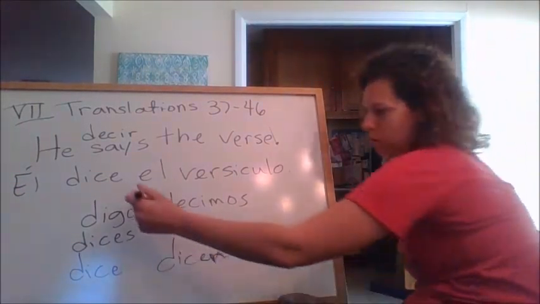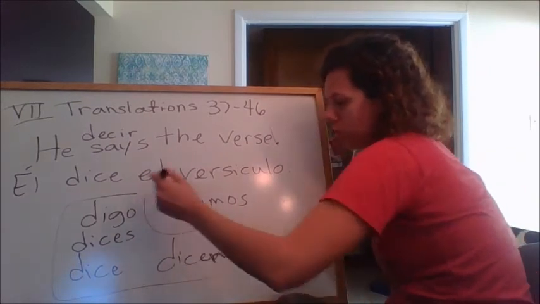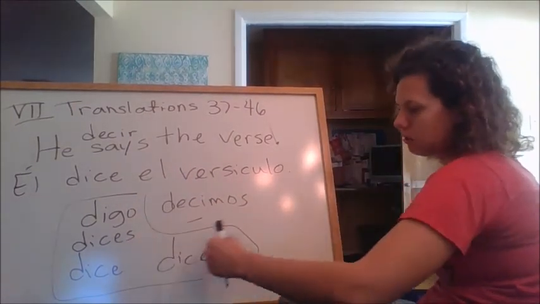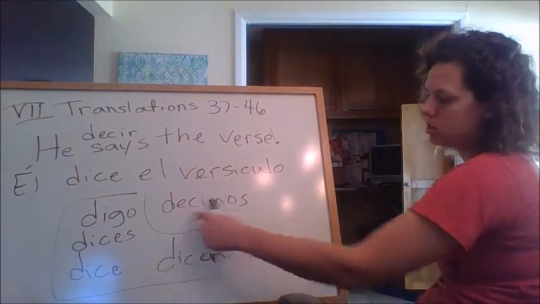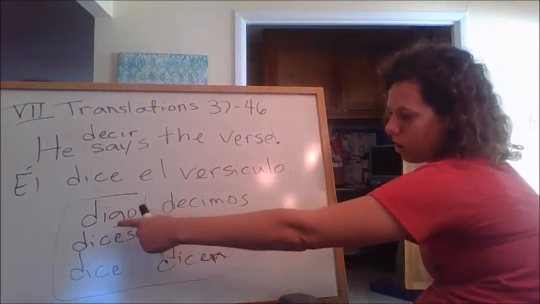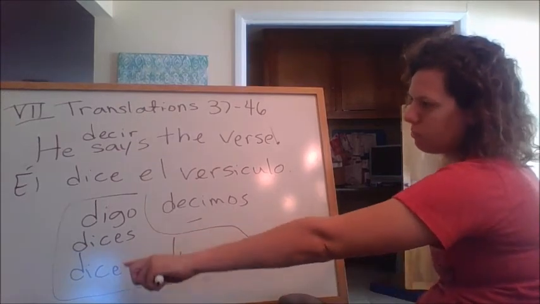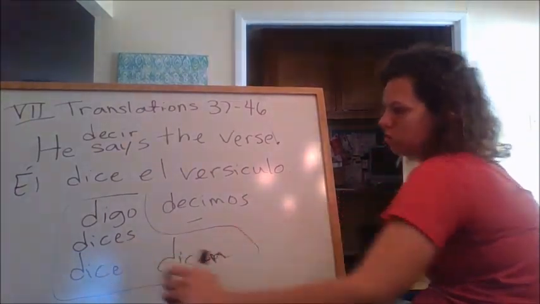Because remember, it's a boot. Irregular stem changers are boot verbs, which means that these stem change, but the nosotros and the vosotros don't stem change. So this is decimos, go in the yo. Other ones are regular IR, but they stem change. Okay.